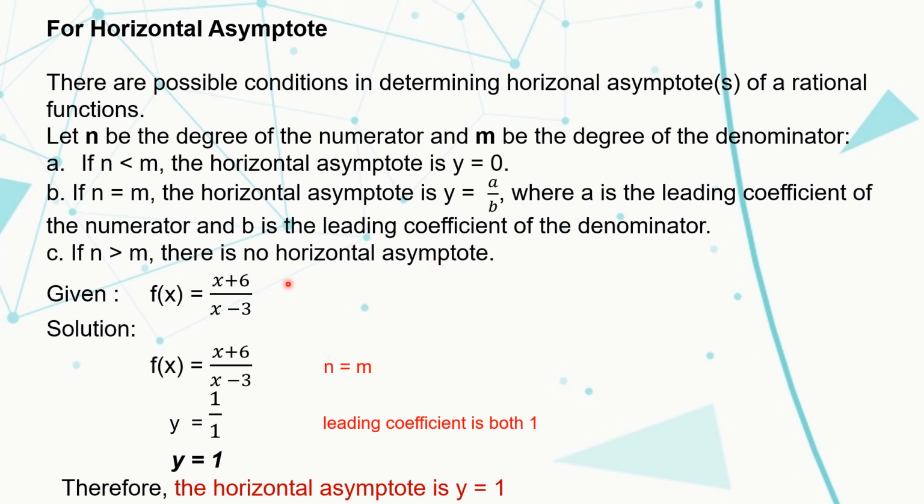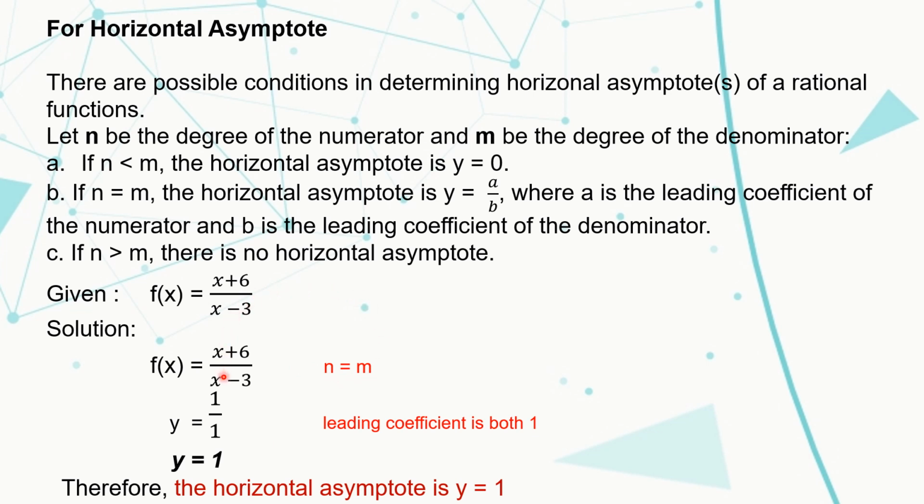So from our example, f of x is equal to x plus 6 over x minus 3. Ang ating highest exponent dito ay 1. Pero hindi po natin makita yung 1. But it is understood that the exponent of our x here is 1 and our exponent in the denominator is also 1. So as you can see, they are both 1. So our n is equal to m.